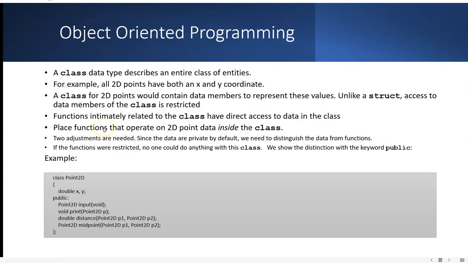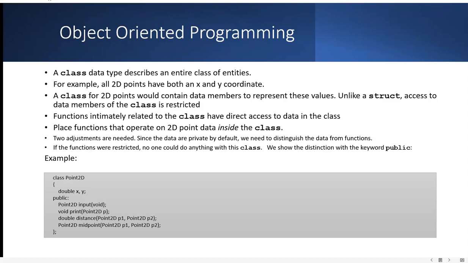So, talking a little bit about object-oriented programming, a class data type describes an entire class of entities. For example, all 2D points have both an X and Y coordinate. A class for 2D points would contain data members to represent these values. Unlike a struct, access to class data members is restricted. Functions intimately related to the class have direct access to data in the class. Place functions that operate on 2D points inside the class.